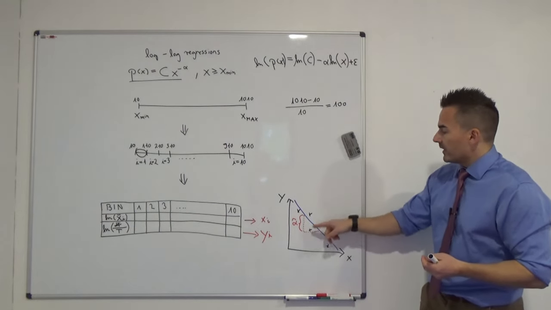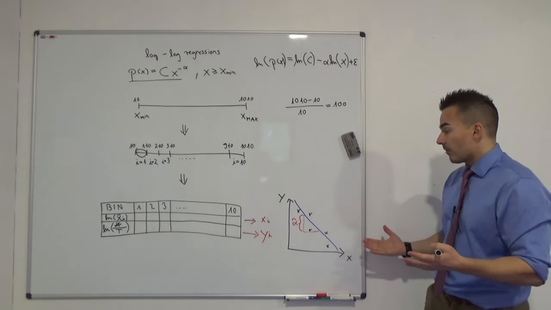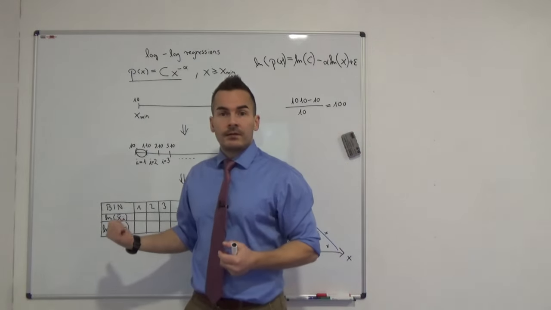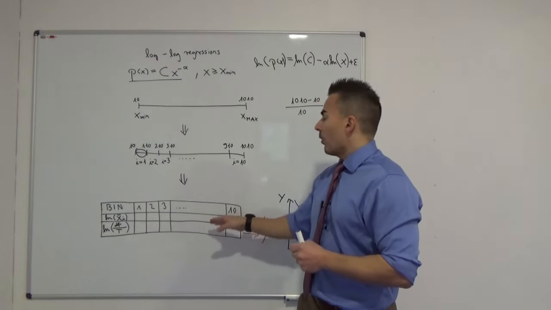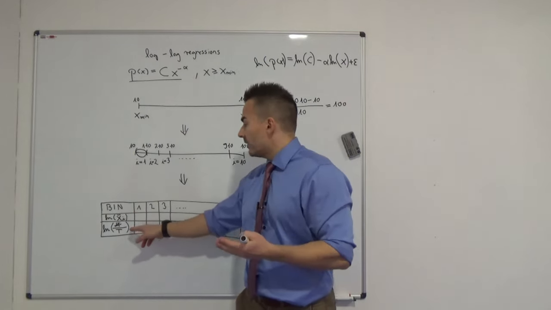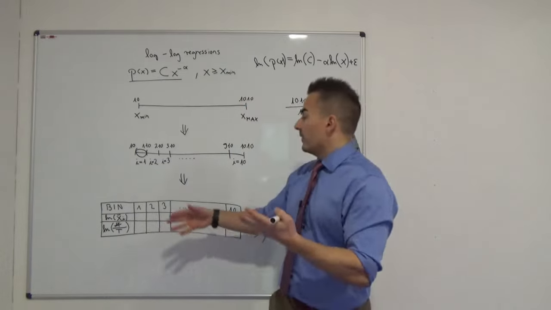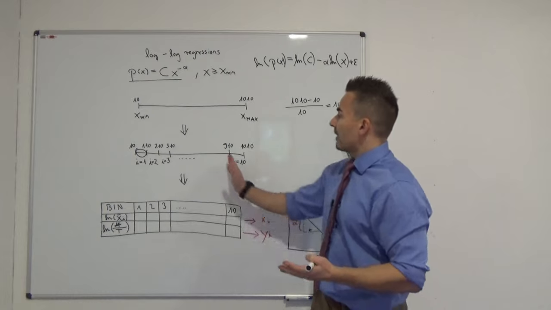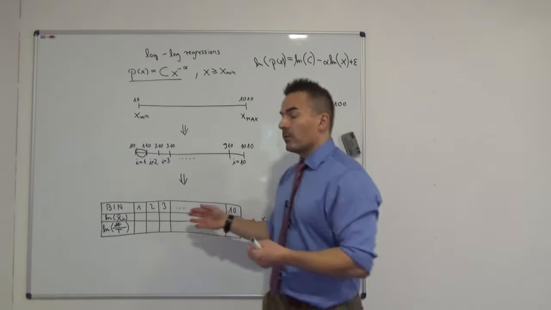Here we have our data points. Let's say we have 1, 2, 3, 4, 5 data points. Now you may wonder, why is that? Don't we have 10 bins here? Well, the answer is that some of the bins might have zero entries. There are simply no observations in some of the bins, and obviously we cannot take the logarithm of zero.